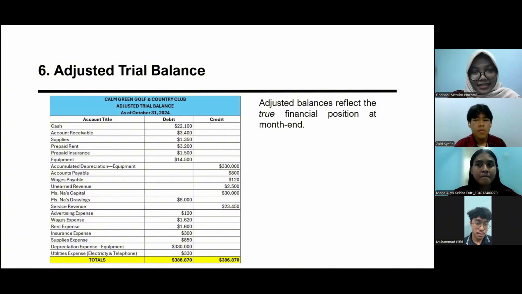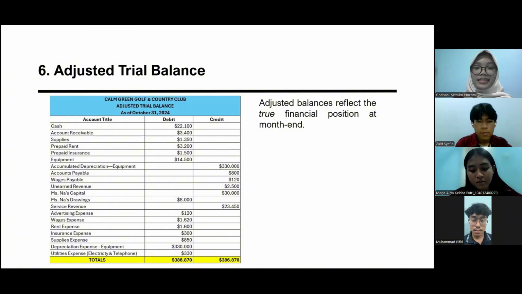And the sixth is adjusted trial balance. At this step, we created a trial balance with accounts that have previously been adjusted, then record each account that has been adjusted. The adjusted trial balance forms the basis for the preparation of the financial statements. These statements reflect the financial performance and financial position of the company during the period.